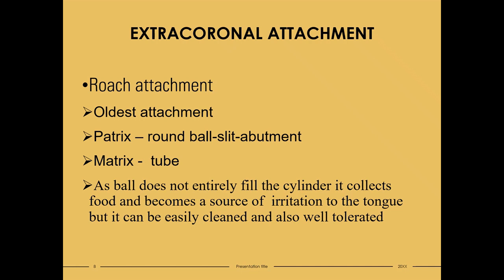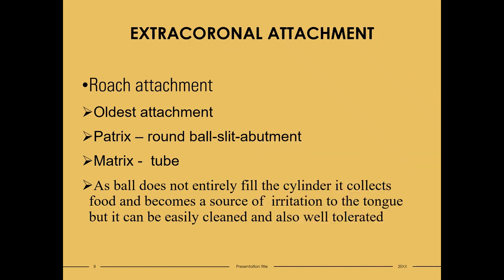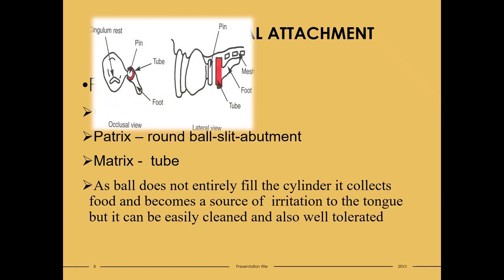One of the oldest extracoronal attachments is the Roach attachment. Here the male component is a round ball that is attached to the abutment, and the matrix is a tube. This is also called the ball and tube attachment. Similar to this is the pin and tube attachment, where there is a pin on the abutment, that is the male component, and the matrix, or the female component, consists of a tube which fits into this pin.